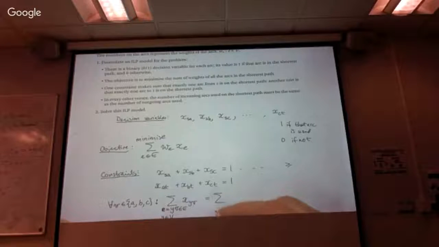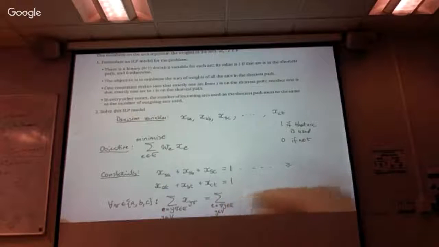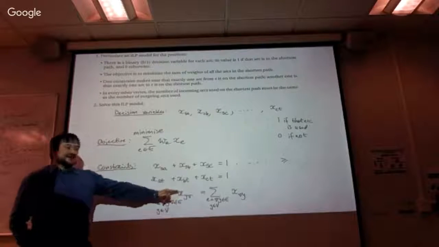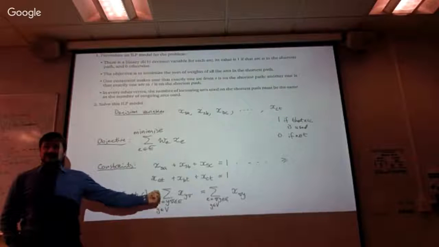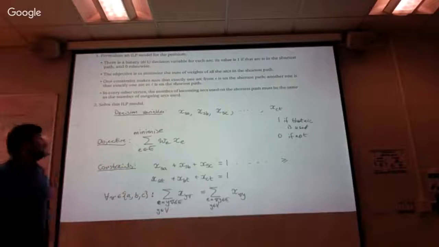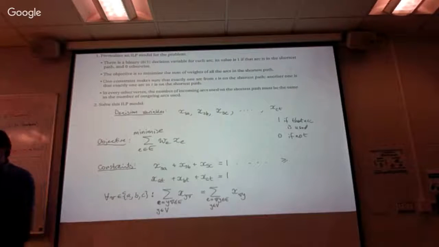What you want is equal to the sum over any Y where the arc you're using is from V to Y. Silly notation, but this is what it is. Slightly reusing letters, but it doesn't matter. They don't overlap in that code. So this is the sum of all the x's where V is at the end of the arc. This is the sum of all the x's where V is at the beginning of the arc. And those two sums have to be the same.